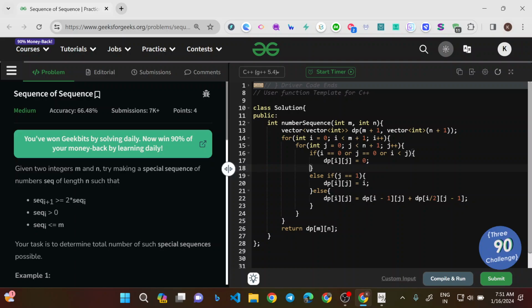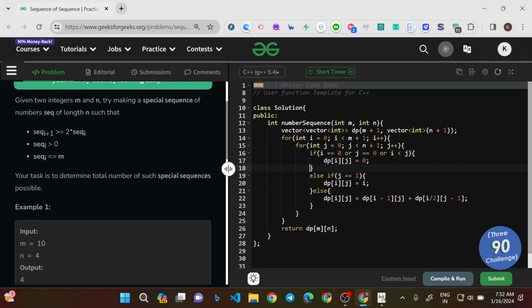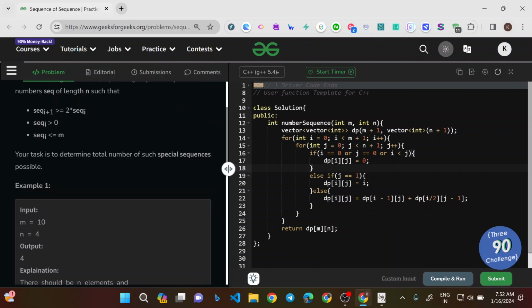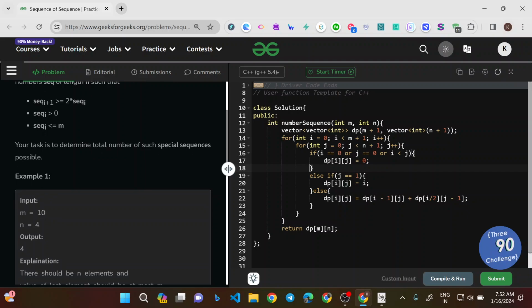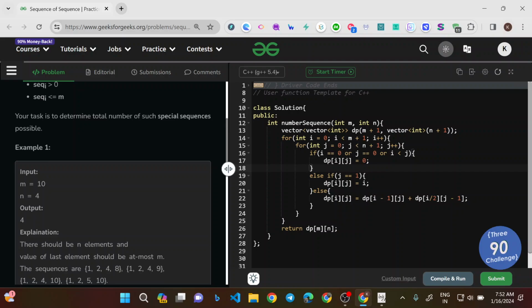Okay, so let us go through this question now. This is a medium level question and it's the problem of the day on Geeks for Geeks today. The question says, given two integers m and n, try making a special sequence of numbers seq of length n. Let seq be the sequence. Sequence of i plus 1 is greater than or equal to 2 times sequence of i. Sequence of i is greater than 0 and sequence of i is less than or equal to m. So these are the three conditions. Let us understand that in brief through examples later. Your task is to determine the total number of such special sequences possible. The output must be the total number of special sequences that can be formed.